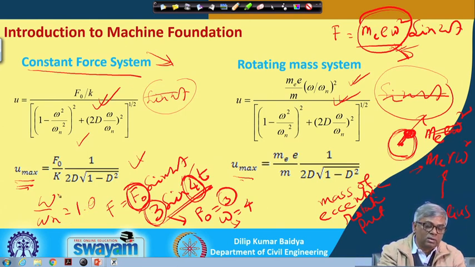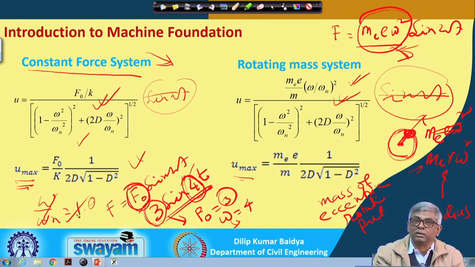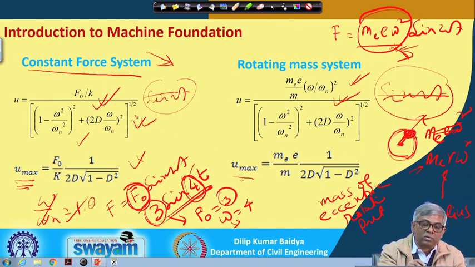So, for this, what is the value of omega over omega n? I have shown that in the last class, so I am not repeating it. This is actually the general amplitude for a constant force system at any frequency, that omega is here.